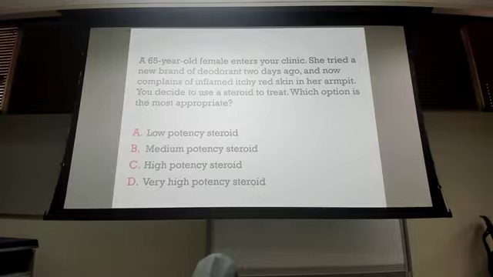If you see something like this, it could just say low potency, medium, or high, but it could also give you the actual product, the steroid, and you have to know which one it falls into, okay?